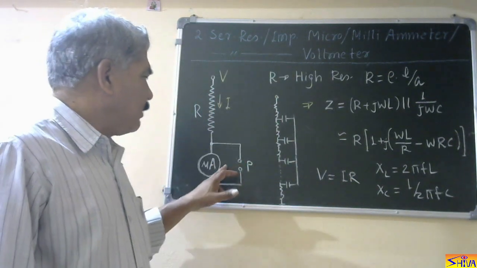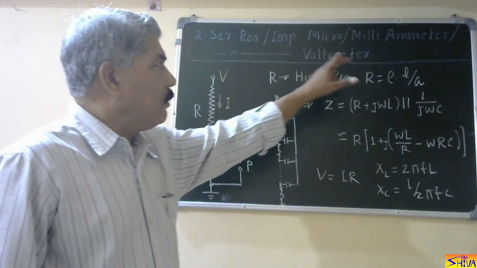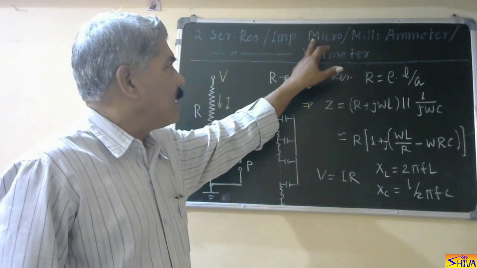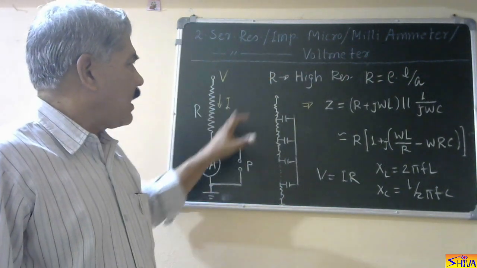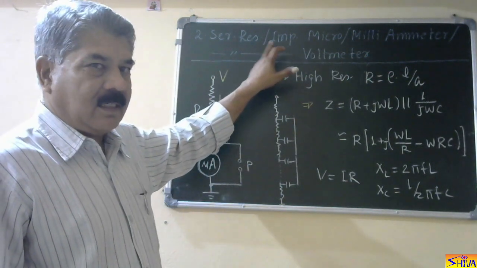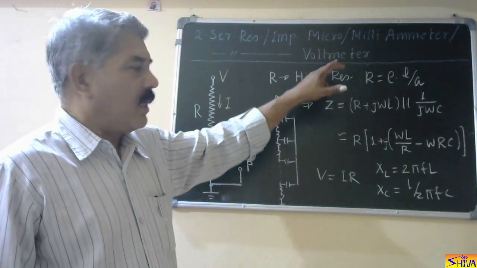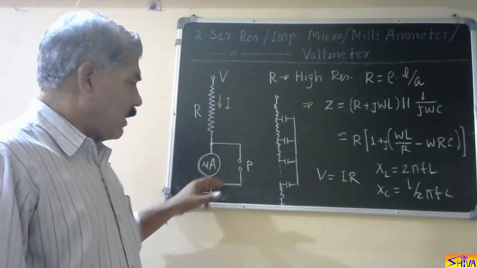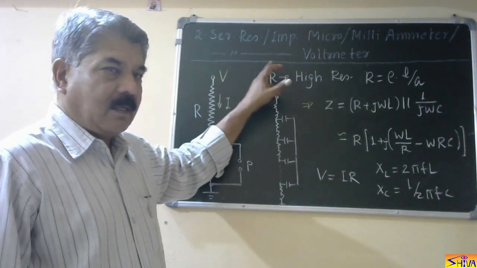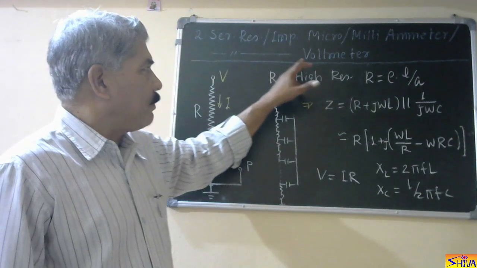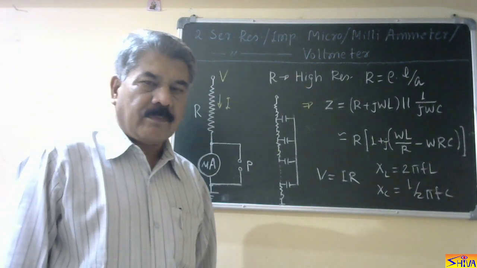Now here the meter used can be a micro-ammeter or milli-ammeter. Therefore the method is called series resistance micro-ammeter or milli-ammeter. As this resistance is acting as impedance, this is also called the series impedance micro-ammeter or milli-ammeter method. This micro-ammeter or milli-ammeter is actually acting as a voltmeter. Therefore the method is also called the series resistance or impedance voltmeter method.